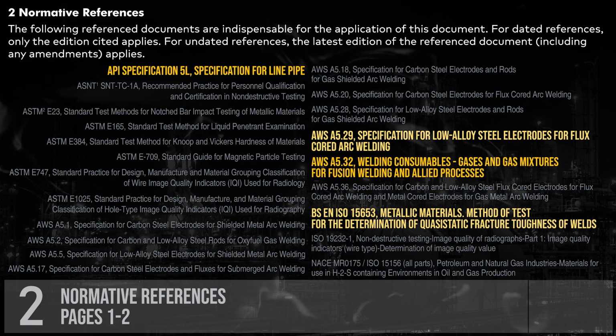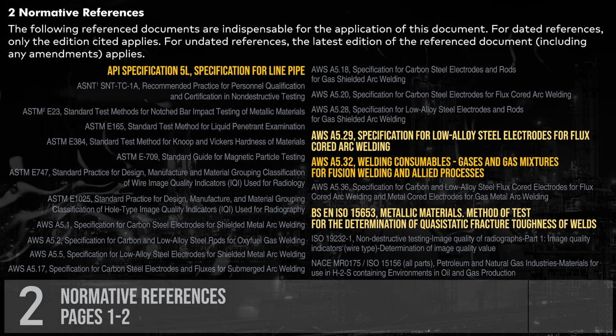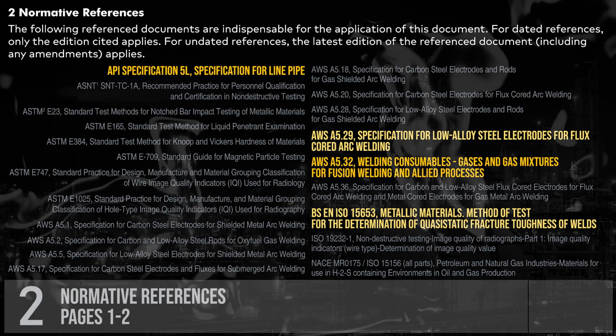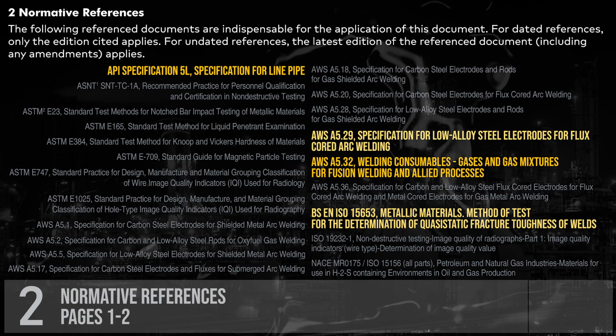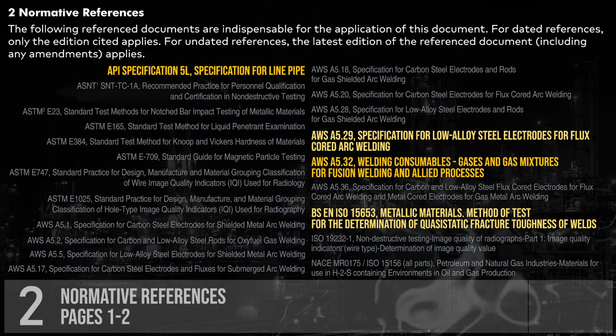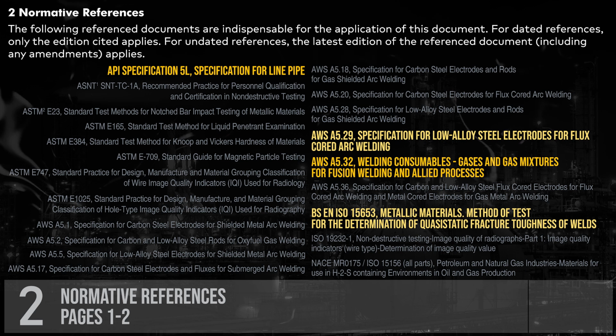AWS A3.0 Standard Welding Terms and Definitions. AWS A5.1 Specification for carbon steel electrodes for shielded metal arc welding. AWS A5.2 Specification for carbon and low alloy steel rods for oxy-fuel gas welding.